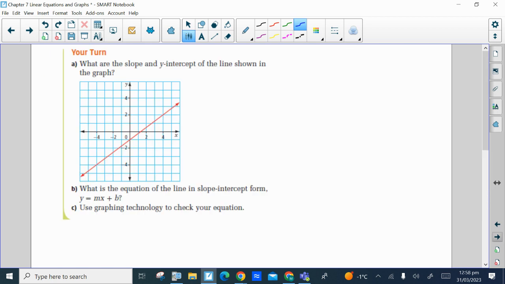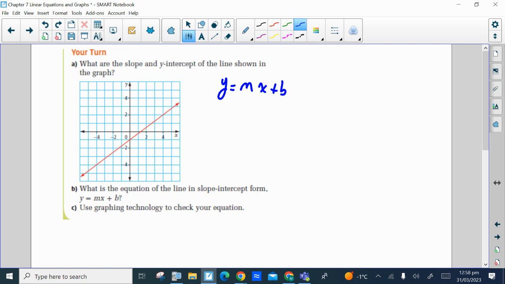So we'll do the same thing for this one, Jan. This line has a positive slope. As you go left to right, the line is rising. So we know that our slope has to be positive. We want to write the equation in y equals mx plus b. So to do that, we need to know the slope and the y-intercept.